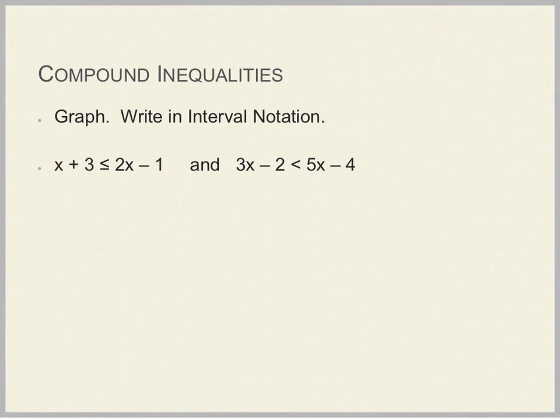In interval notation, then, we need to graph these items to help us. So, solving these two inequalities, I'm always going to be looking to isolate x. I'm going to start by subtracting x on both sides, getting 3 is less than or equal to x minus 1. Adding 1 to both sides, I have 4 is less than or equal to x, or rewriting that, x is greater than or equal to 4.